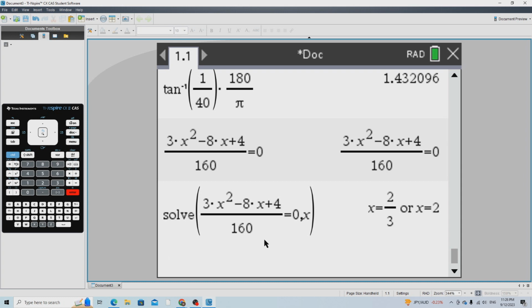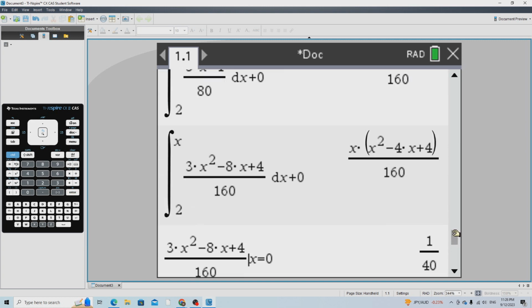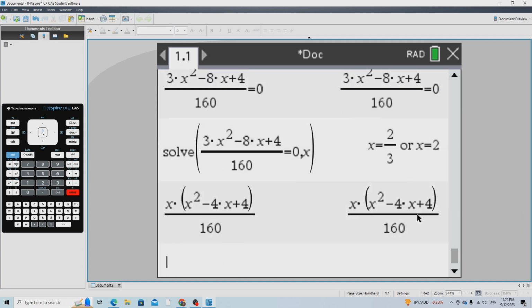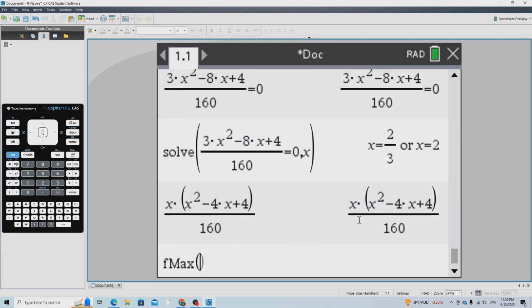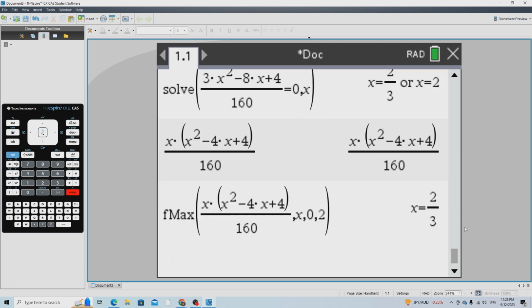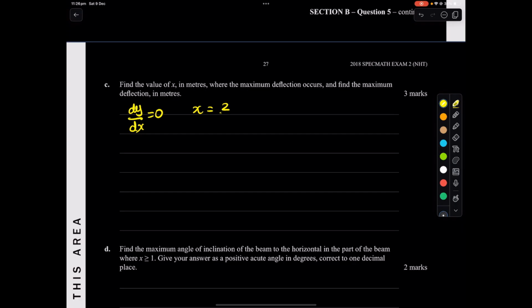Find the values of x. Actually, what I can do is, okay, let's think actually. Because we get 2, let's just be safe with it. If I know this is y, yeah? And normally to find the maximum value of y, what we do is we find the derivative of it. Well, I can just go calculus, maximum of this function, where x is between 0 to 2. And okay, so the maximum occurs at 2 over 3. So at x equal 2, it's the minimum. So we need to be careful of that. So we found the value, 2 over 3.